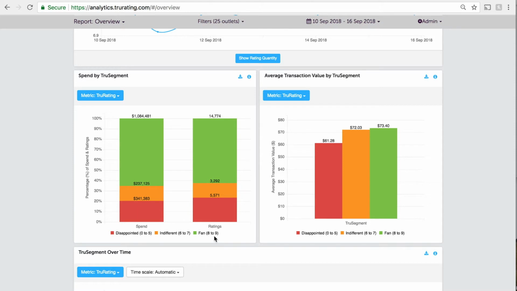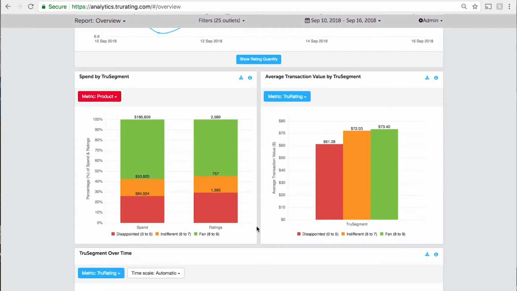Here, you can see a breakdown of your customers, the fans, and those who are disappointed or indifferent. You can learn their overall financial impact on your business and pair their sentiment to how much they are spending on average. And each of these fields can be filtered by metric to see which aspects of your business would benefit the most from improvement.